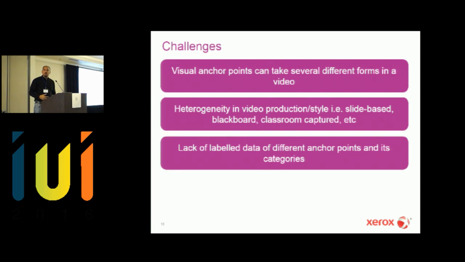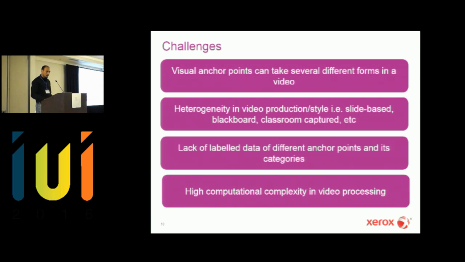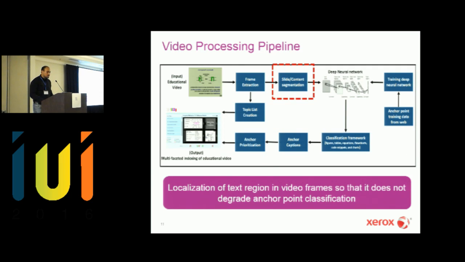The third challenge is the lack of labeled data, because if you have to train a model to localize or classify, you need labeled data. So how do you get labeled data which says which anchor point belongs to which category? You need to say, okay, this is a flowchart, this is a diagram, this is an equation. And then there's the high computational complexity that you find with all video processing tasks, so there's nothing new in that.